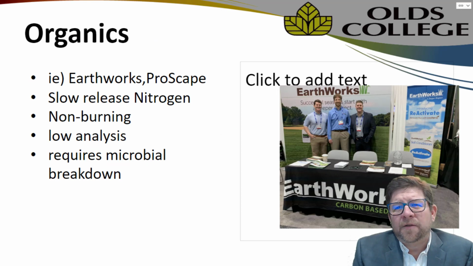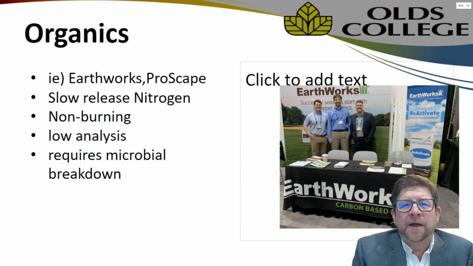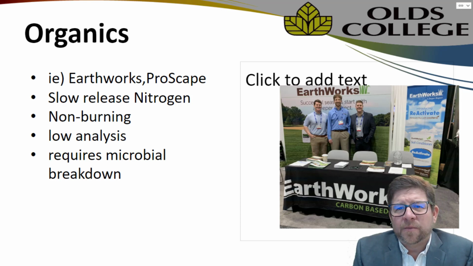Now, another form is organics, which I'm sure many of you are familiar with. Some of the products out there: we used to have Milorganite available, now it's been replaced with Proscape. Earthworks is another one. A very safe, slow-release nitrogen source. It's only available through microbial activity or microbial breakdown. So again, it won't be available in the spring or in the fall when temperatures are quite low. We need the soil to be active, so to speak, microbes active, so they can break it down.